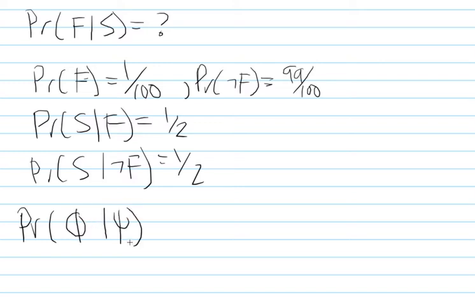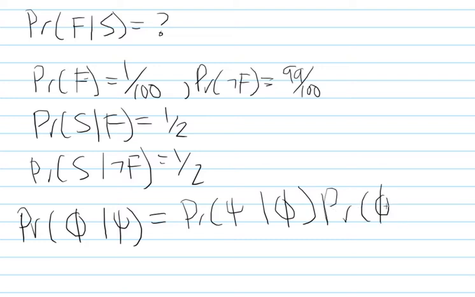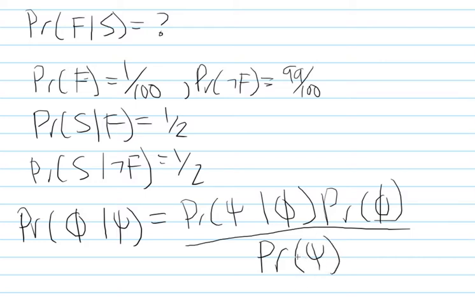So the general theorem, so not just applied to F or S, but in general for phi and psi, no matter what those sentences are, what Bayes' theorem tells us is that the probability of phi given psi equals the probability of psi given phi times the probability of phi. And the short version discussed in the lecture and the reading simply puts the probability of psi on the bottom. Okay.